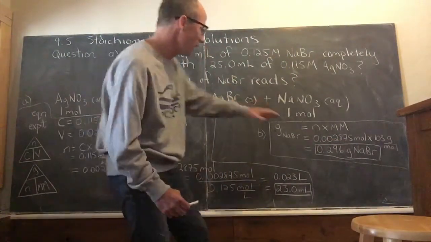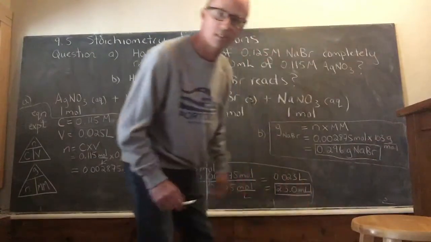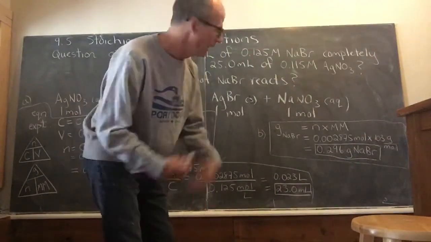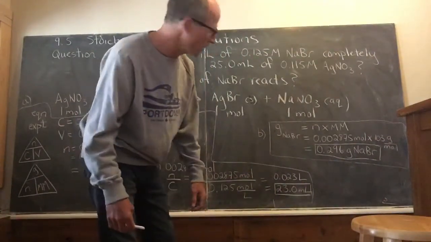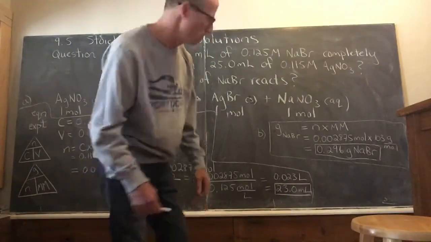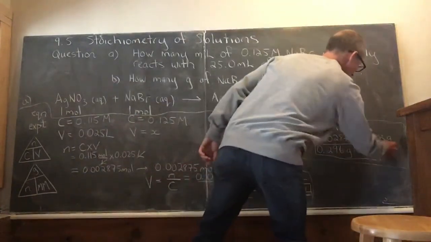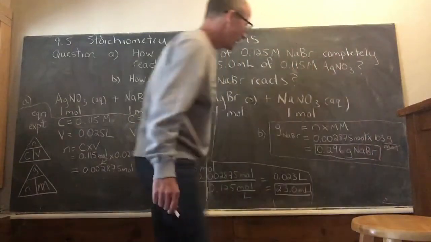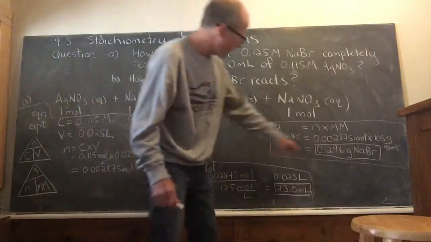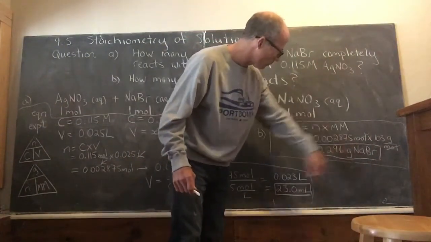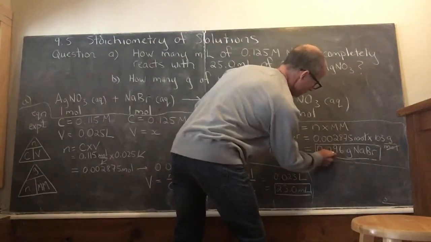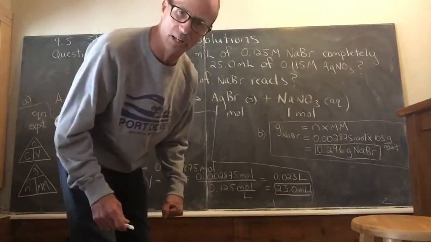0.002875, and we can look up the molar mass quite easily for NaBr. I've rounded it a bit, not too much, it's 103 grams per mole. And our units cancel like normal, and we get about 0.296 grams. Okay? So a little bit less than 0.3 grams.